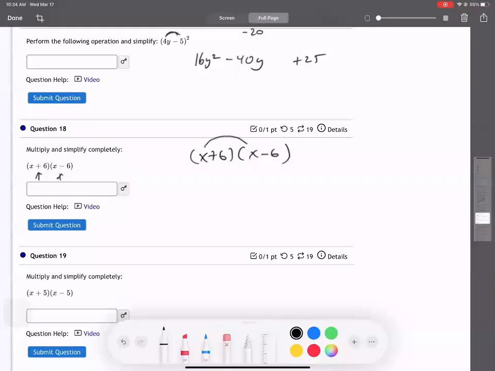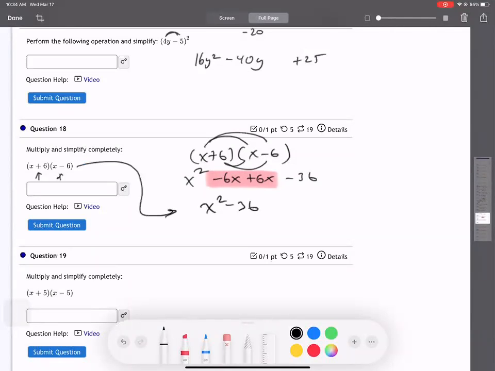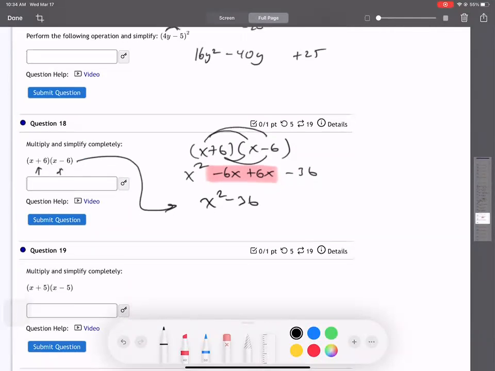If I say x times x, that's extra easy peasy. x times 6 is negative 6x, 6 times x is positive 6x, and 6 times 6 is negative 36. Please note that you always end up with the middle terms canceling each other out for these difference of two squares. x squared minus 36. We can jump from here to here to save yourself a lot of time.